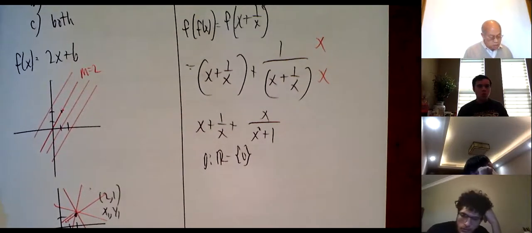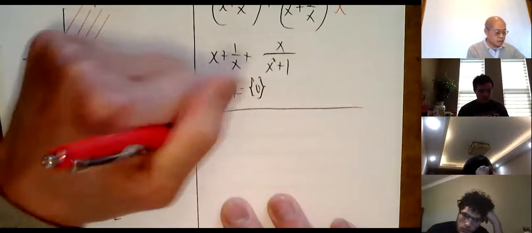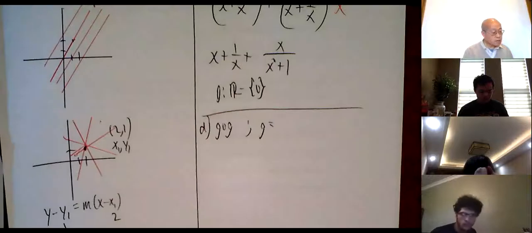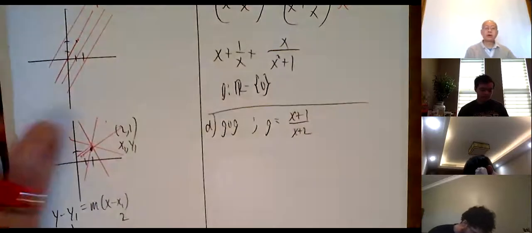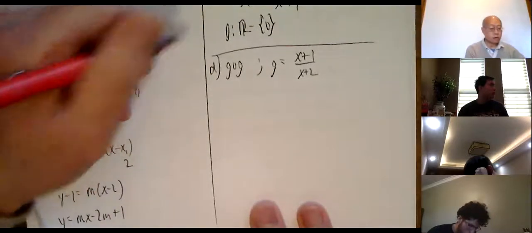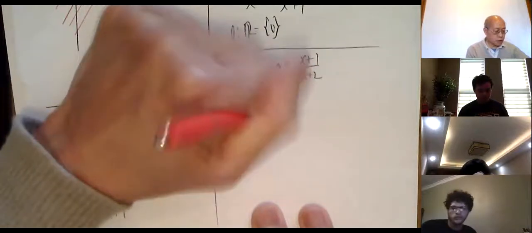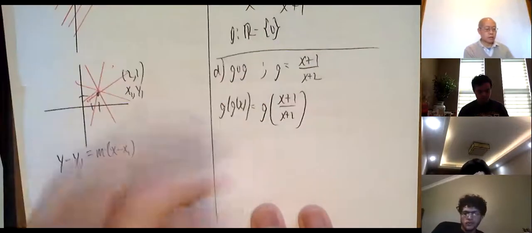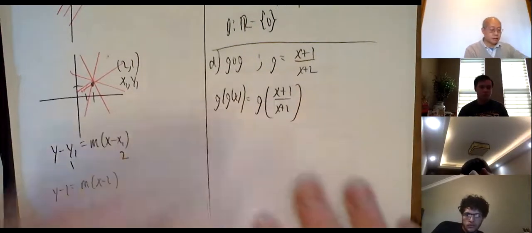So g circle g also. So part D, g circle g. So what is g equal to again? x plus 1 over x plus 2. Okay, so g of x is g of x plus 1 over x plus 2. And now that mess goes right there and right there.